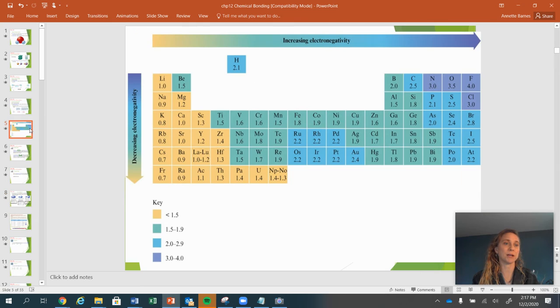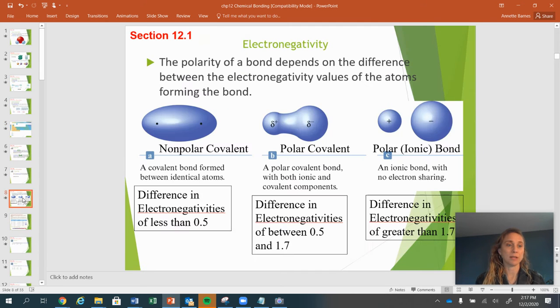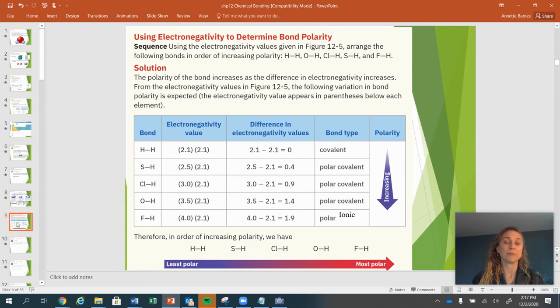And that makes sense because you have metals over here, and they're pretty low in electronegativity. And then you have some non-metals over here, and they're pretty high in electronegativity. Okay, so those differences are going to be greater than 1.7 usually. So our rules still worked, but now we know more specifically what type of bond it is and how to calculate it. Okay, so here's a chart just to compare.